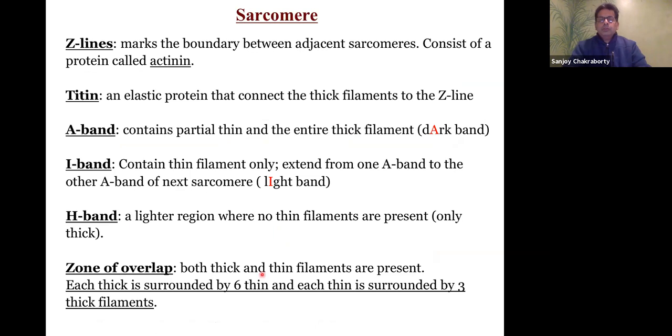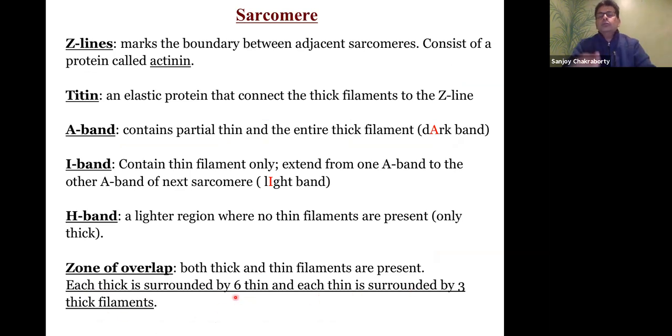Now, one very important thing: the structure I taught you is two-dimensional. If you look at the three-dimensional structure from the side, each thick filament is surrounded by 6 thin filaments, and each thin filament is surrounded by 3 thick filaments.